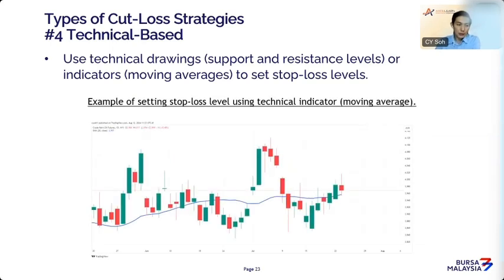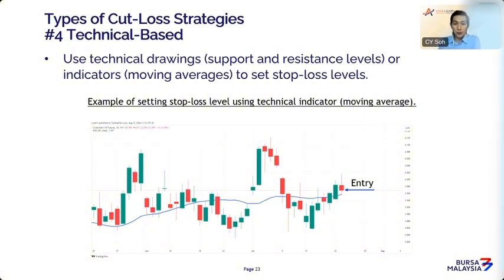Now another example of technical-based cut loss is using technical indicators. So now we practice using the moving average. This is a typical chart, and you can see the blue line is your moving average line. So let's say on this particular day, the red candle, you enter a long position trade. You buy a futures contract.